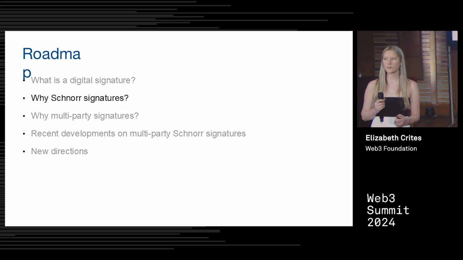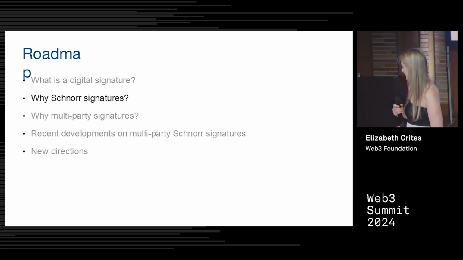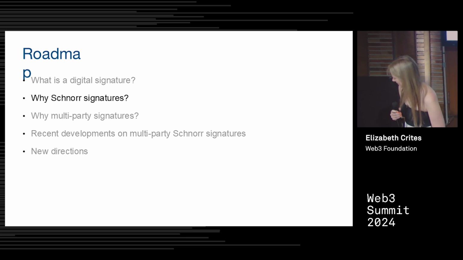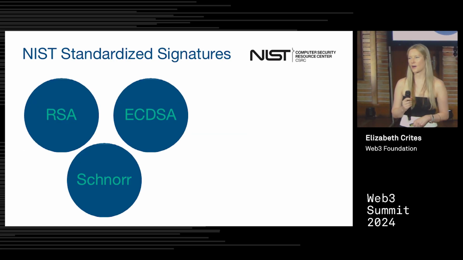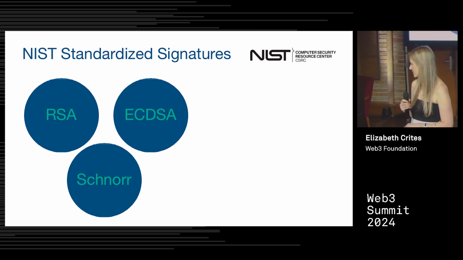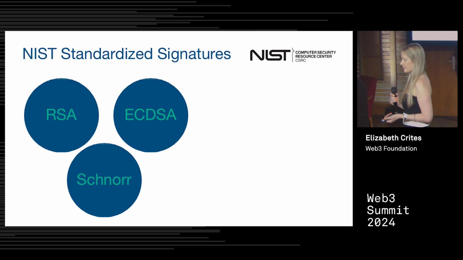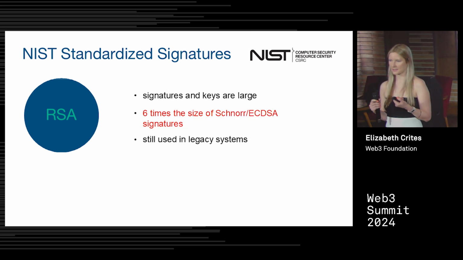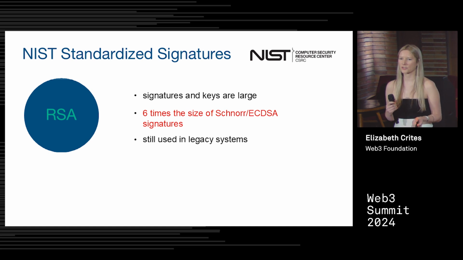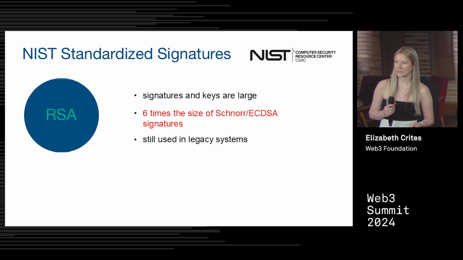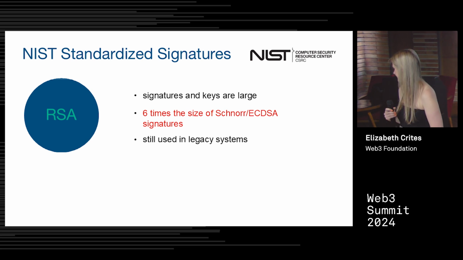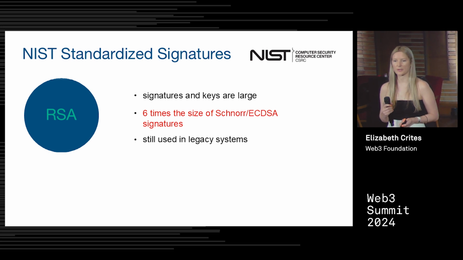Okay, the next question is, why do we care about Schnorr signatures in particular? So there are three signature schemes that are standardized by NIST: RSA, ECDSA, and Schnorr signatures. Now, RSA signatures are kind of a legacy signature system, and I would just want to point out that the signatures and the key sizes are quite large. So in particular, in comparison to a Schnorr or ECDSA signature, they're 6 times larger. But again, they are still pretty ubiquitous in cryptography.